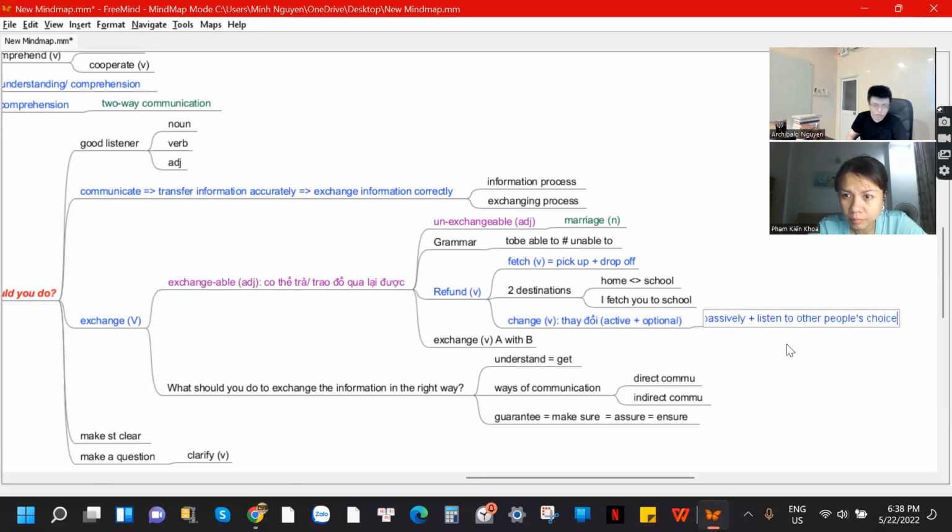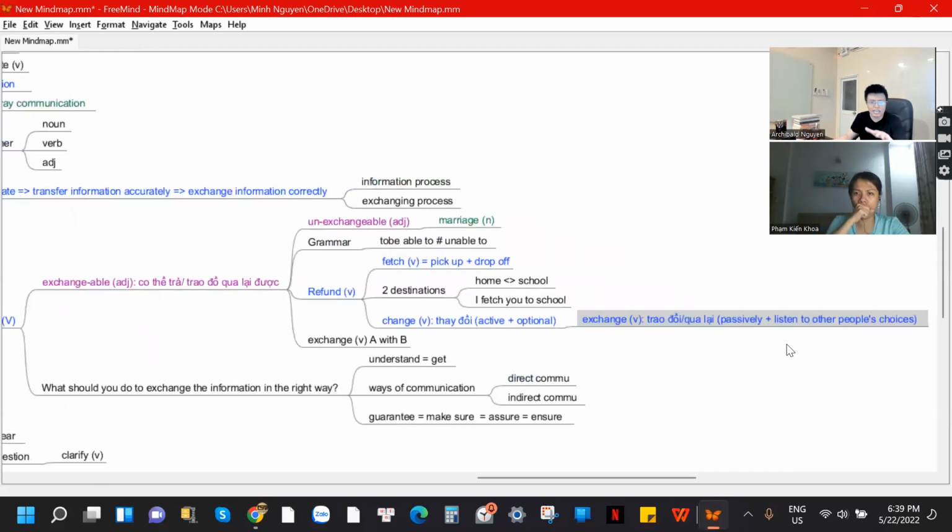They give you two choices, and that is it. You have no options. You cannot give yourself any options. That is the difference between exchange and change. When you change something, you give yourself options, as many as possible, but you exchange. You only have two things, two items, two matters. Exchange A with B or exchange B with A.